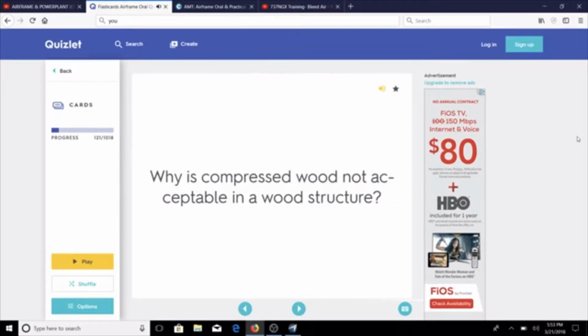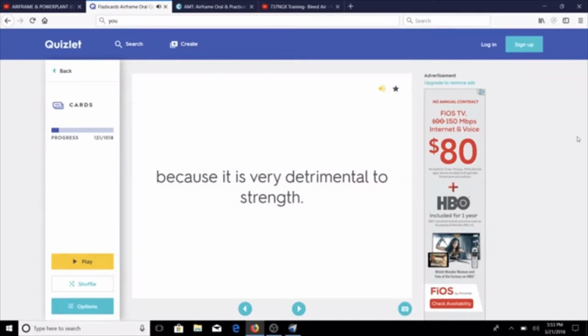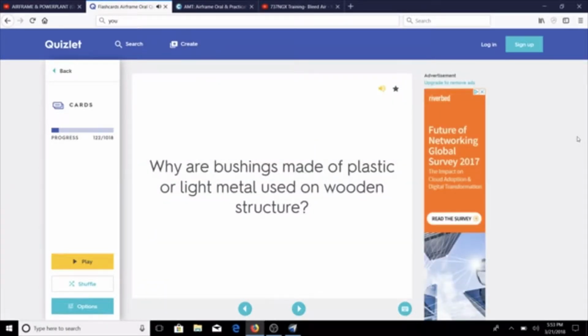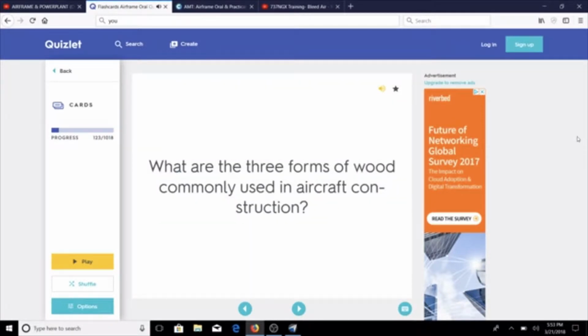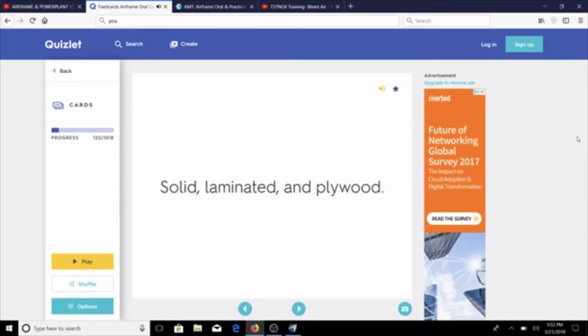Why is compressed wood not acceptable in a wood structure? Because it is very detrimental to strength. Why are bushings made of plastic or light metal used on wooden structure? Bushings are used to provide additional bearing surface. What are the 3 forms of wood commonly used in aircraft construction? Solid, laminated, and plywood.